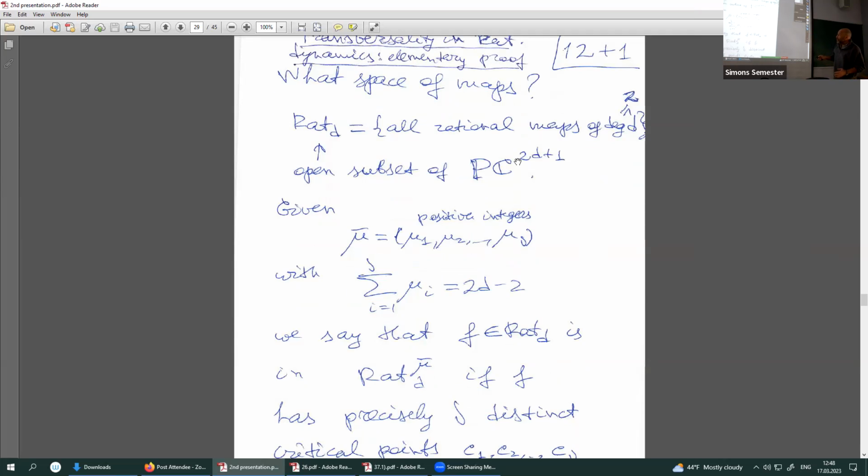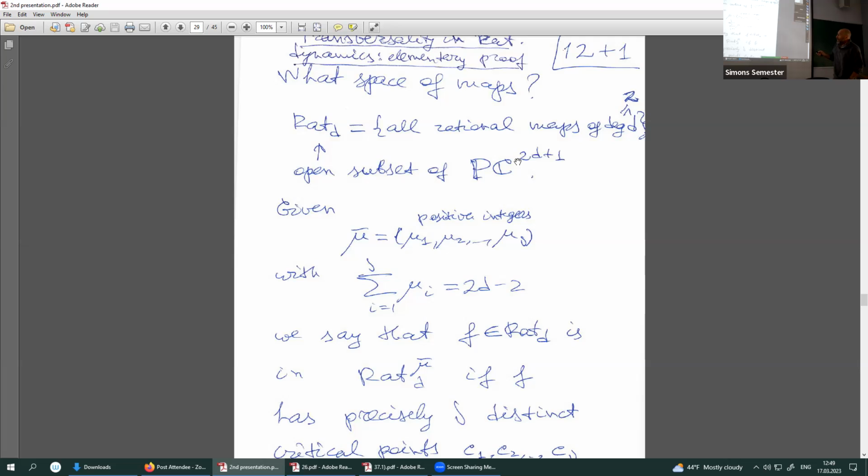Okay, so the first thing to fix is in what space of functions, rational functions, we are. So, if you consider all rational functions of full degree d, then it can be considered as an open subset of this projective space. For example, if it is quadratic, then 3 coefficients here, 3 here, and up to multiplication by the same constant. So this is in the projective space of dimension 5.